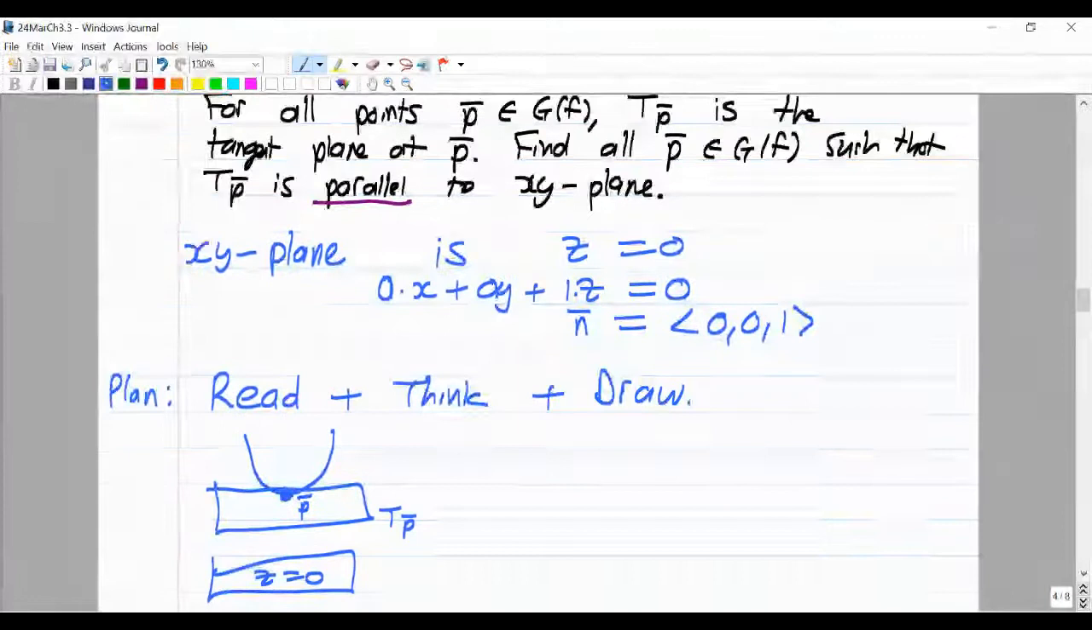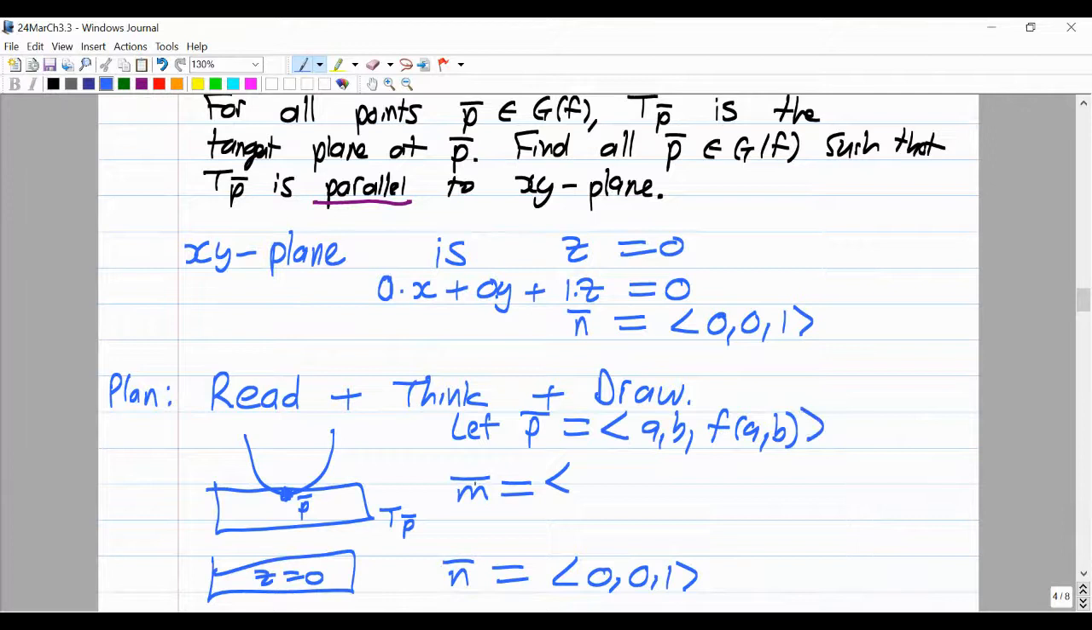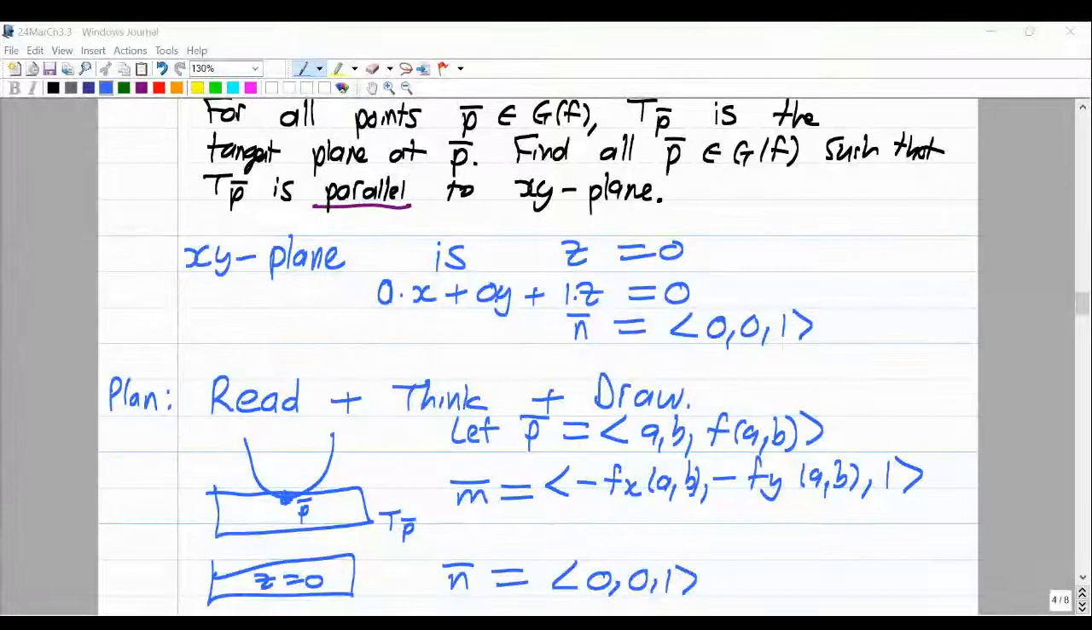So this is how I would continue this problem. This normal is 0, 0, 1. Let's call this normal M. We let P be the point a, b, f(a, b). The normal of the tangent plane is given by this formula, which keeps making an appearance. You are seeing several problems where I am using this result. One plane has normal 0, 0, 1, and the normal of the tangent plane at point P is given by this formula, which you will write down ten times today.